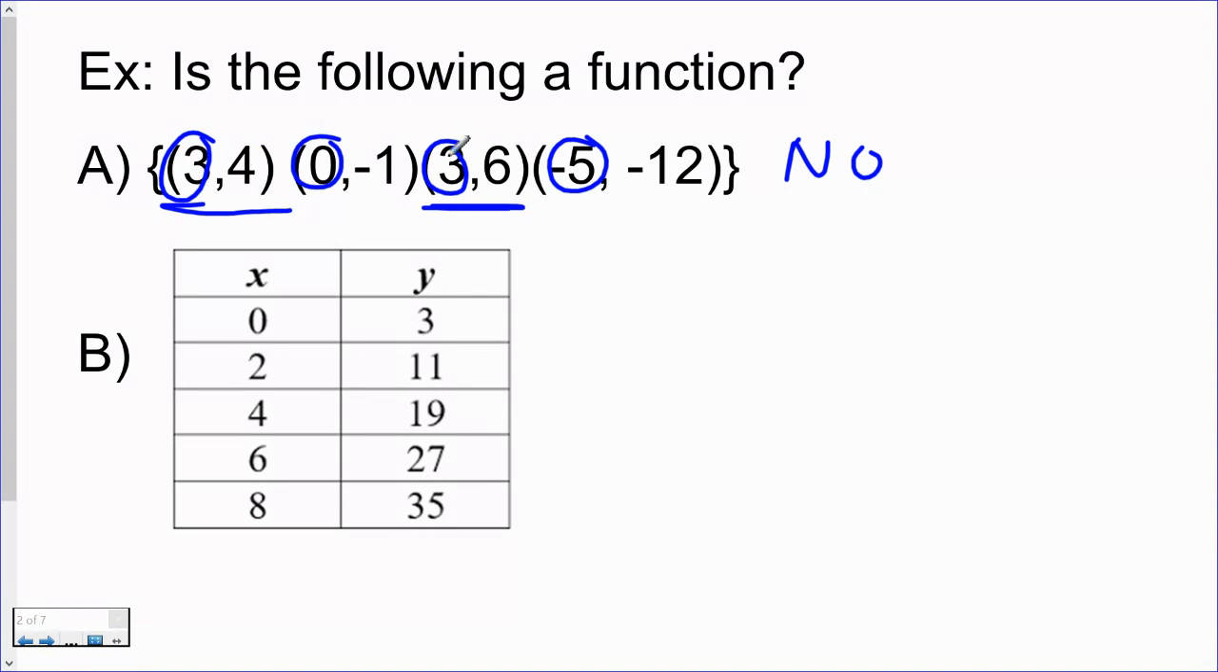Now, if this said 3 comma 4 as well, that would be okay because 3 is being assigned to just 4. In this case, look at the x values. None of these repeat. So every x is assigned to exactly one y value. So then that's a yes.